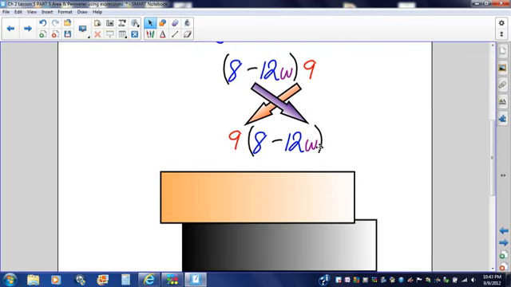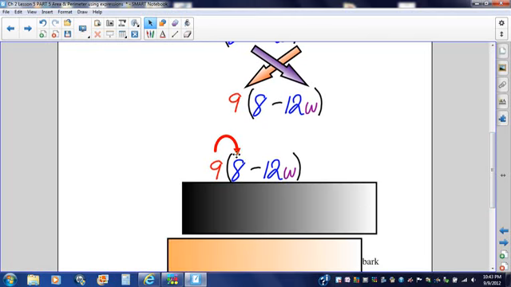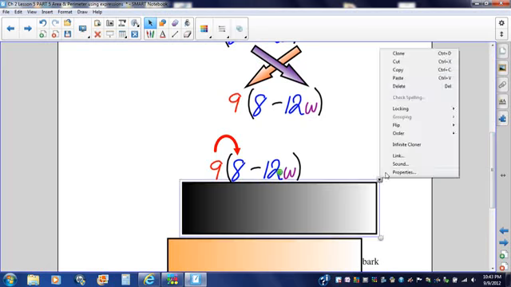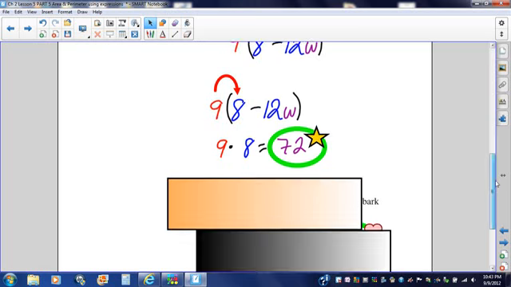Now we can do the distributive property here. So the first thing I'm going to do is I'm going to multiply 9 by 8. When we do that, 9 times 8 should give us 72. I'm going to put a star by that and circle it because I'm going to come back to it.